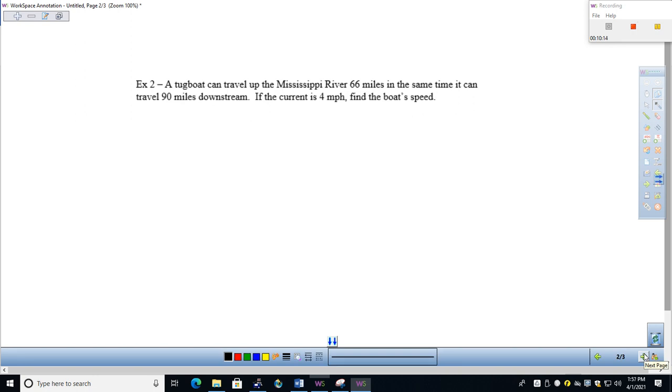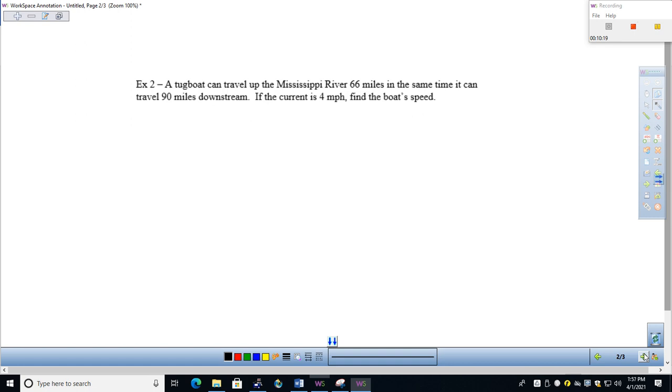So example 2 states a tugboat can travel up the Mississippi 66 miles in the same time it can travel 90 miles downstream. If the current is 4 miles per hour, find the boat's speed. And this is a very common type of uniform motion problem. To me, it is an extraordinarily oversimplified version of reality, but we're going to go with it anyway, all right? So I'm just going to show you how these particular problems work out.